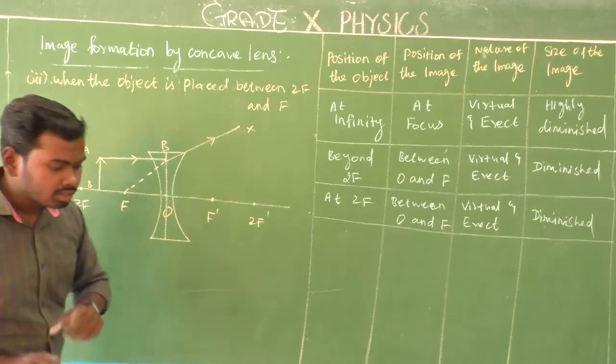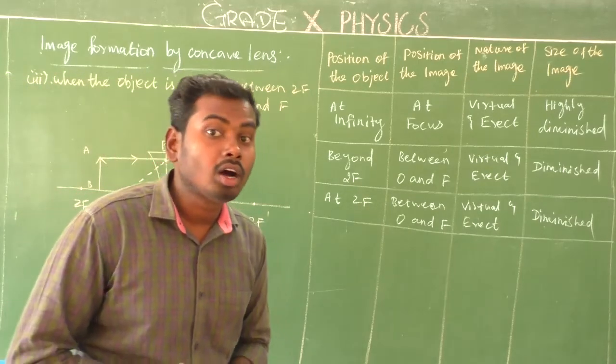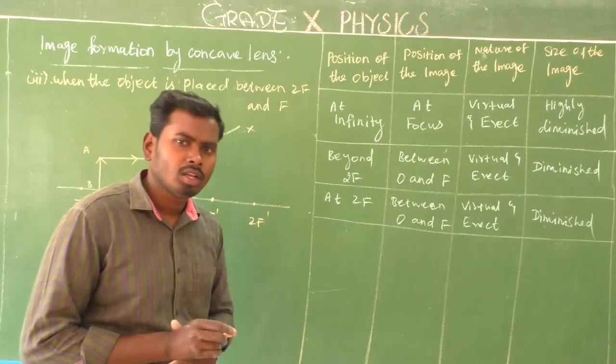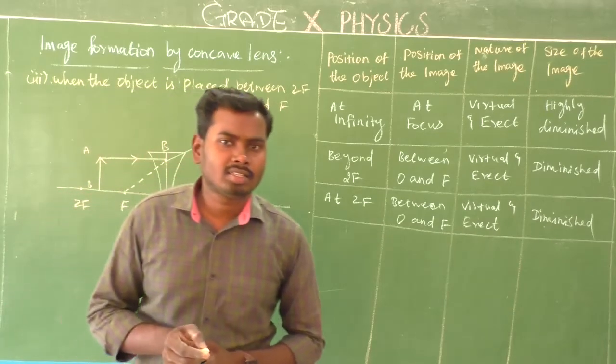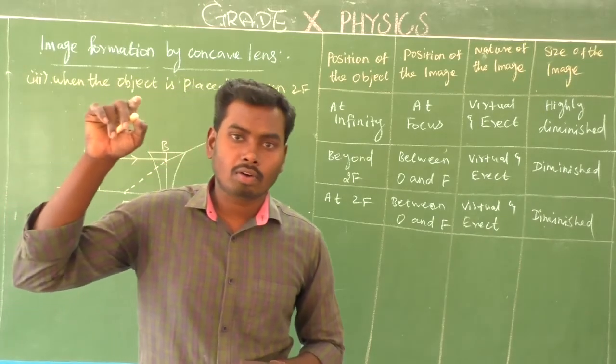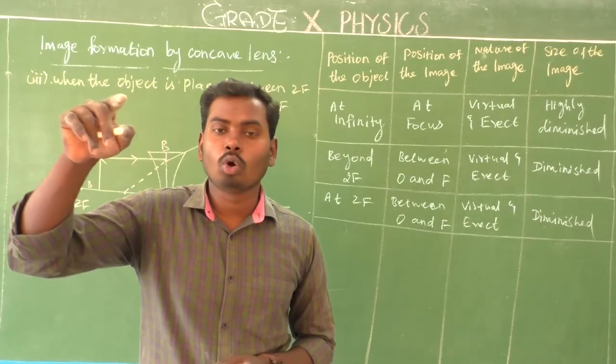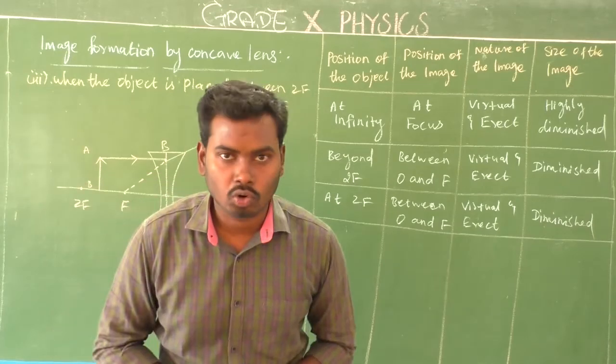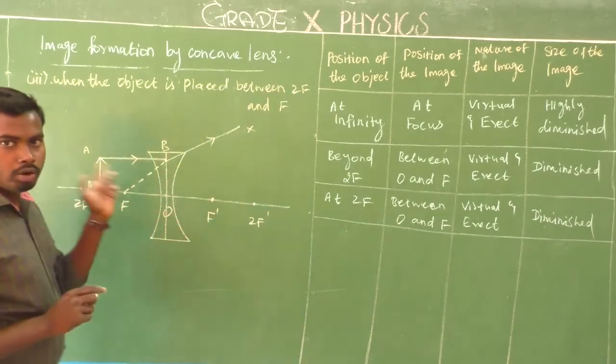Next, use the third rule. What is that? Third rule. What is the third rule, sir? Third rule: a ray of light passes through the optical center of a concave lens. What will happen? It goes straight after passing through it. That is the third rule. Alright. Next, I am going to use that rule.